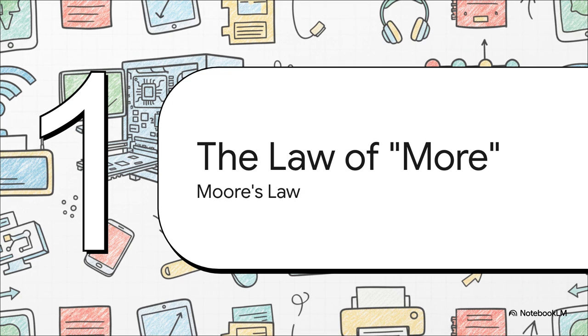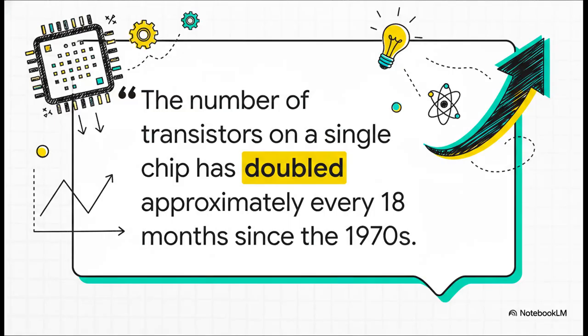Now, this explosion in power and this incredible shrinking act didn't happen by accident. It was actually driven by a surprisingly powerful observation that has basically been the guiding principle of the tech industry for over 50 years. It's called Moore's Law. Back in 1965, Intel co-founder Gordon Moore noticed that the number of transistors they could cram onto a single chip was doubling roughly every 2 years. And the incredible thing is, that trend held up for decades. It became a self-fulfilling prophecy, a target for the entire industry to hit.